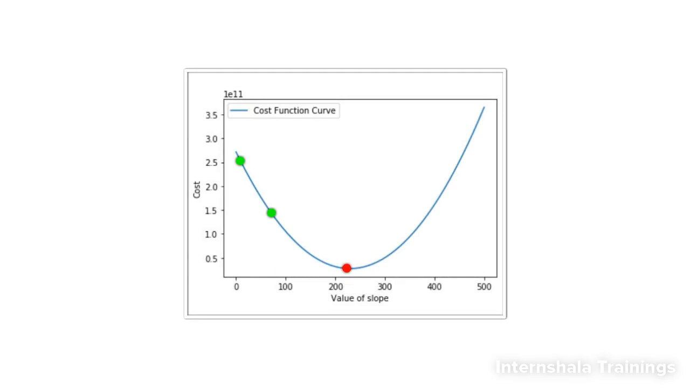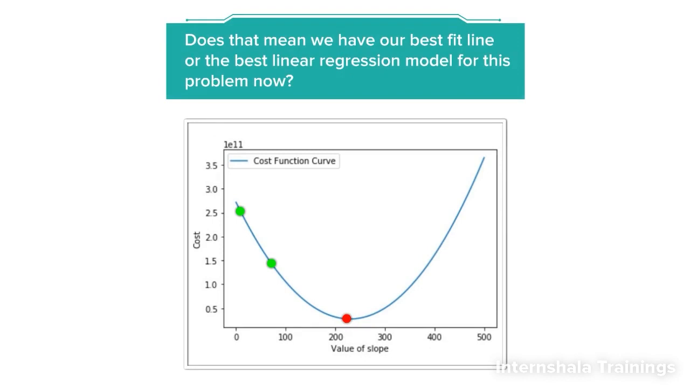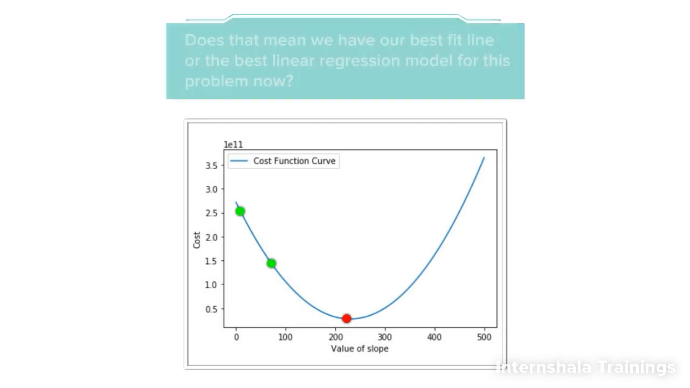Using our cost function curve, we can now easily find the optimum value of slope m, 234 in this case, for which the cost would be minimum as shown on the plot. This value was calculated from the cost table using the minimum function. Now that we have the optimum value of m, does that mean we have our best fit line or the best fit linear regression model for this problem now? We are missing something. Can you guess what it is?